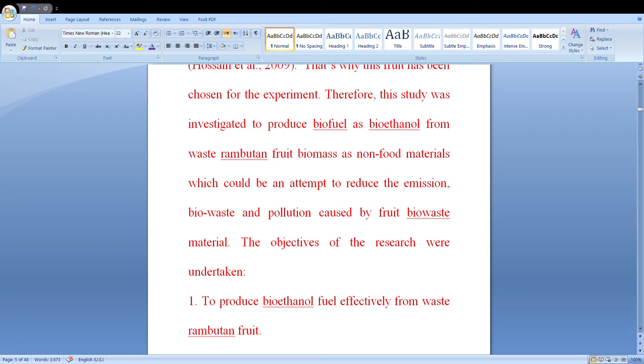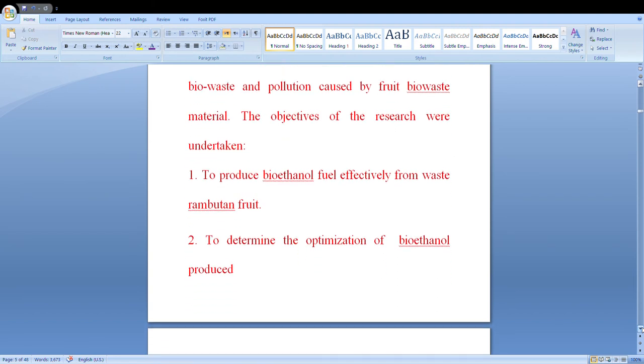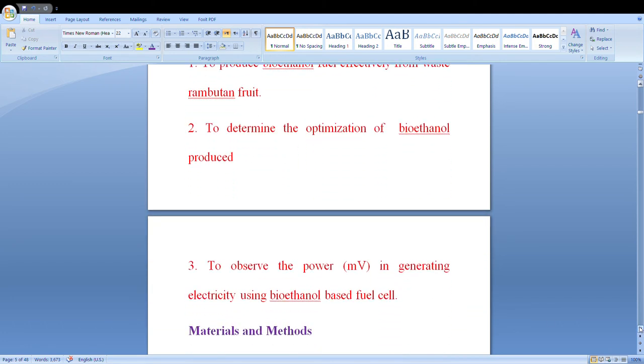The objective of the research was to produce bioethanol fuel accessibly from waste rambutan fruits. We used here only rambutan fruits. In other experiments, we also used mango fruit waste, pineapple fruit waste, apple fruit waste, banana fruit waste, and others. The aims were to determine the optimization of bioethanol produced and to observe the power generated in producing electricity using a bioethanol-based fuel cell.